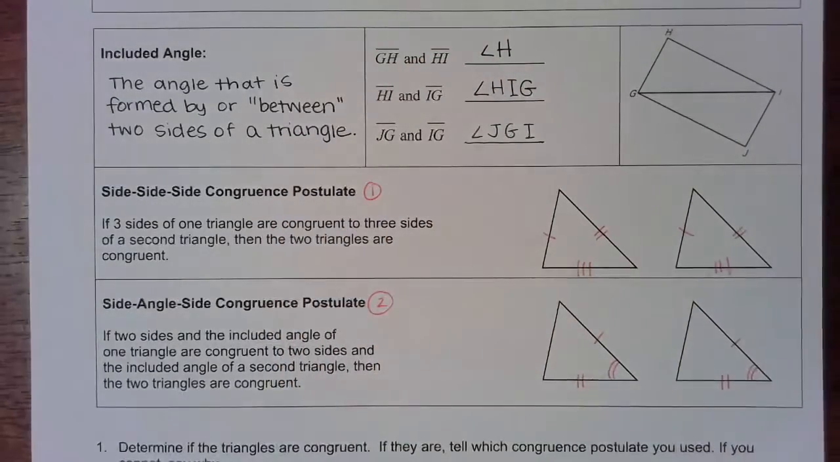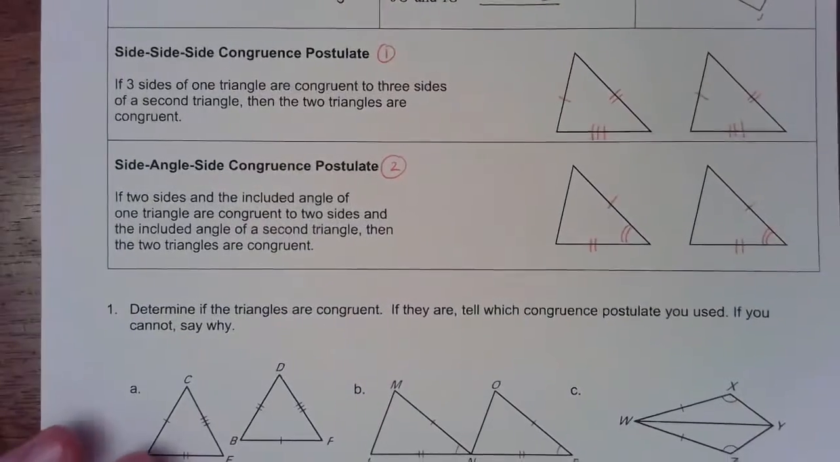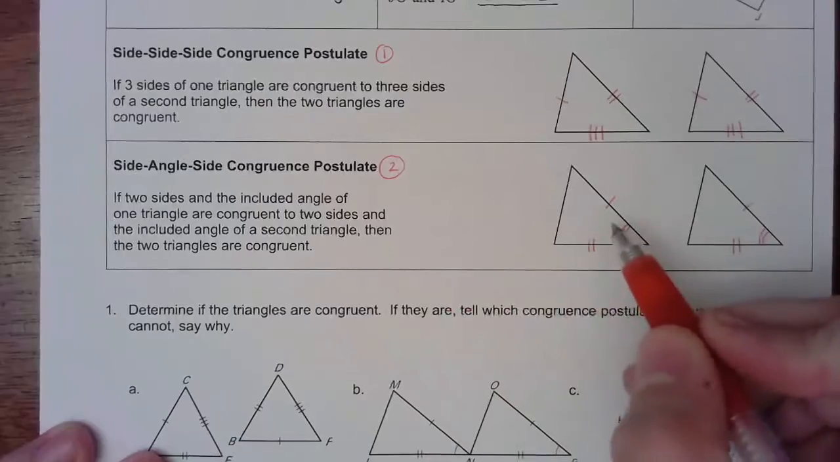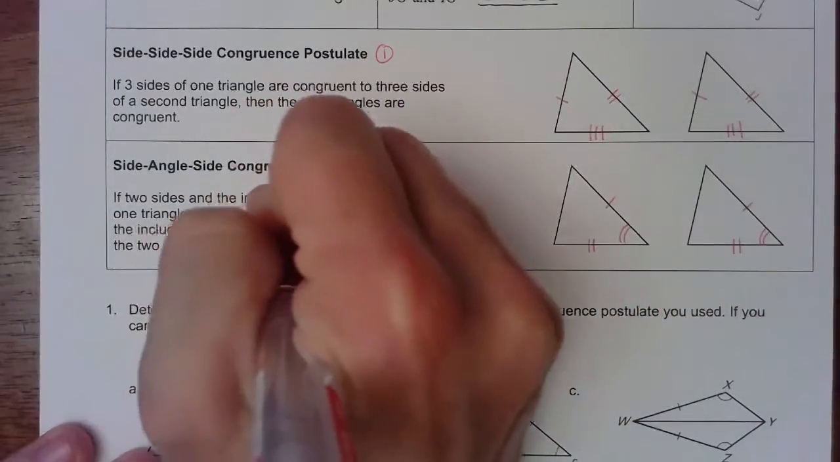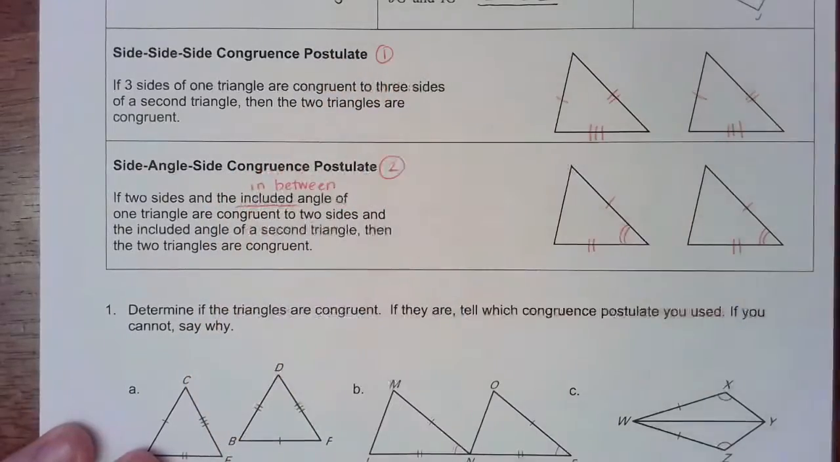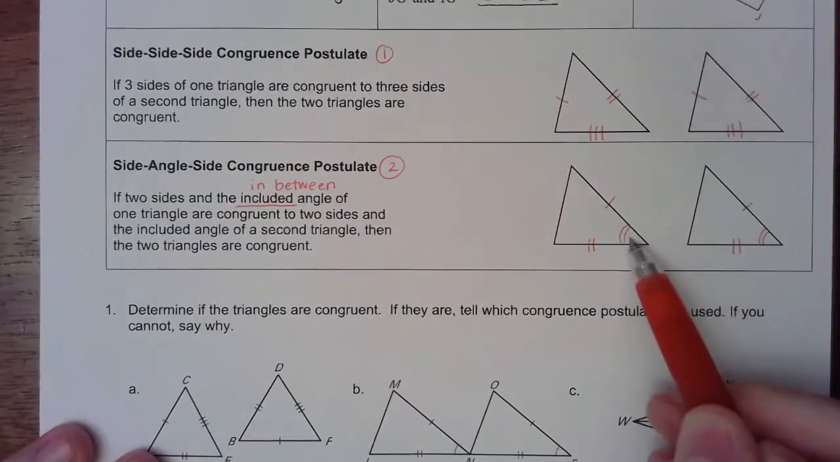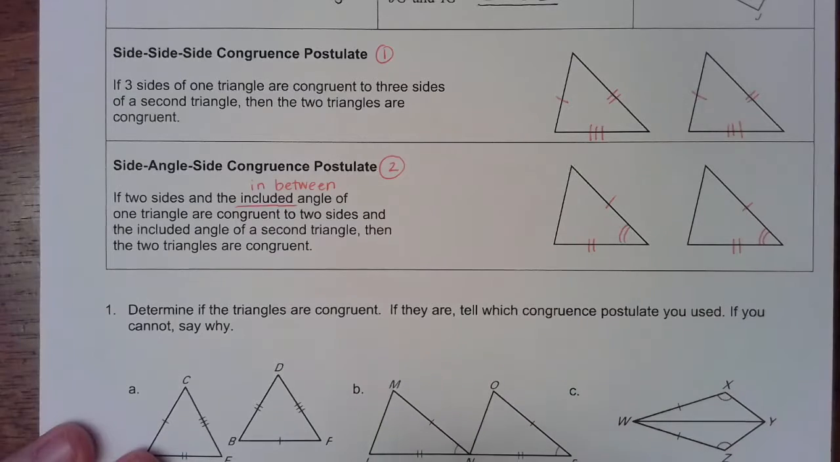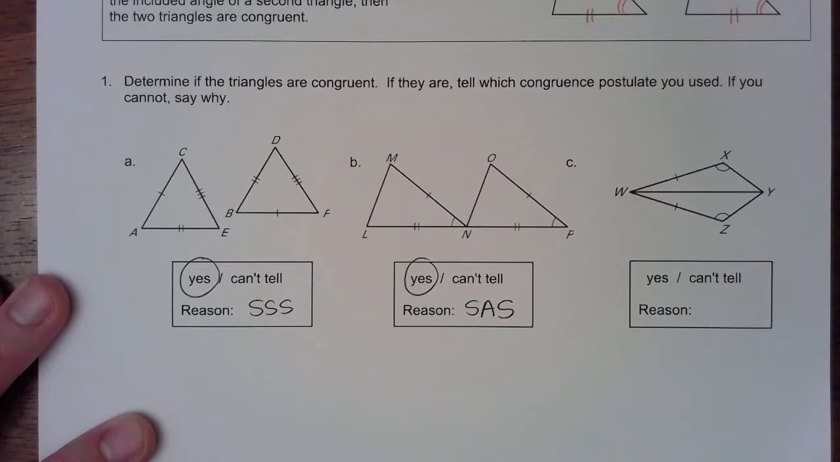It says if you know that 2 sides, 1, 2, and the included angle, included just means that it's in between the 2 sides that you know. So if 2 sides and the angle that's in between them are congruent to 2 sides and the angle that's in between them on the second triangle, then that means the 2 triangles are congruent. Even though you don't know the other 3 things about the triangles, you can conclude that they are congruent to each other.